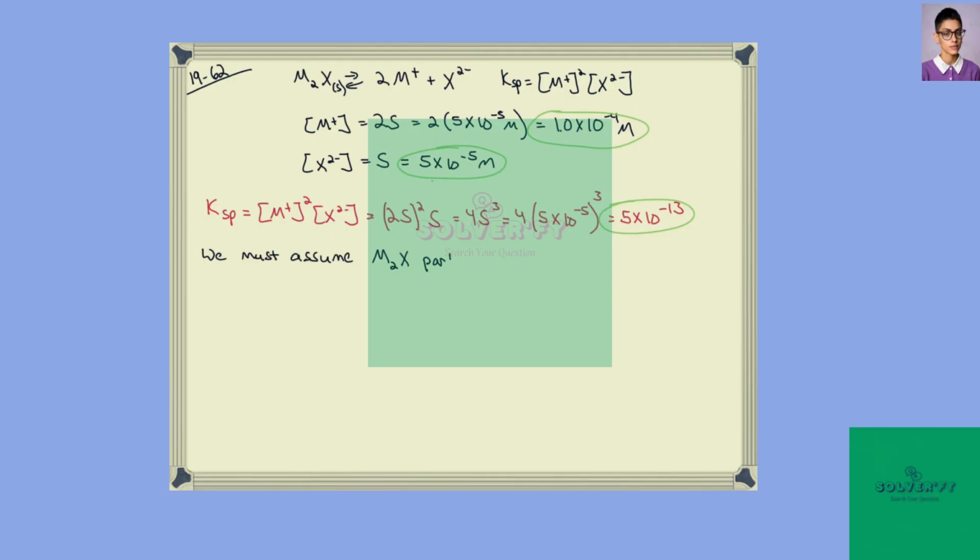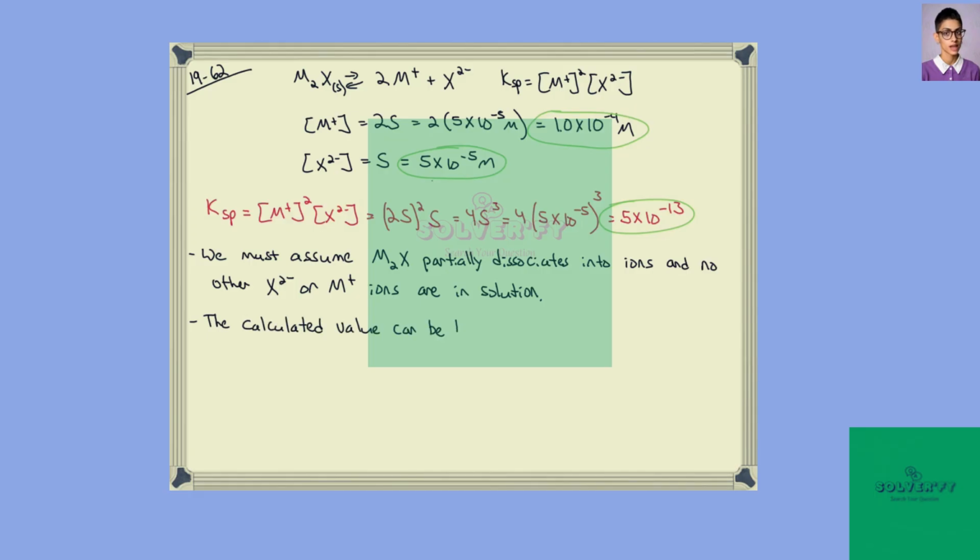When carrying out these calculations, we must assume that M2X partially dissociates into its ions, and there's no other source of X2- and M+. If there is another source of X2- and M+, then the values that we calculate will be incorrect. And the Ksp value will be slightly higher than the actual value.